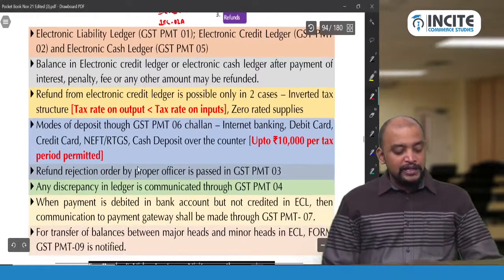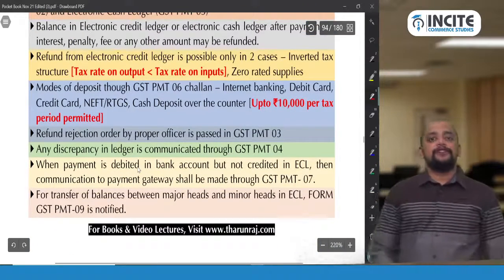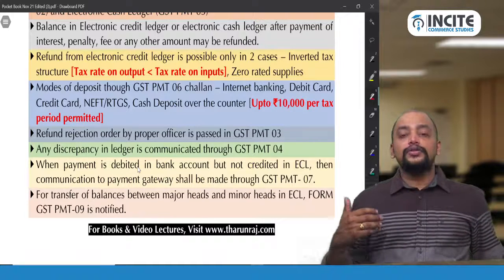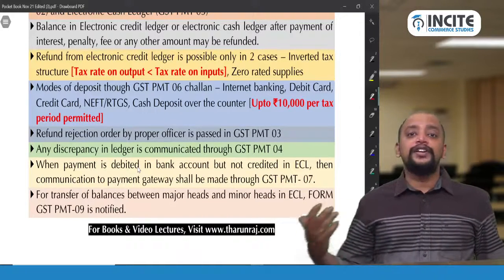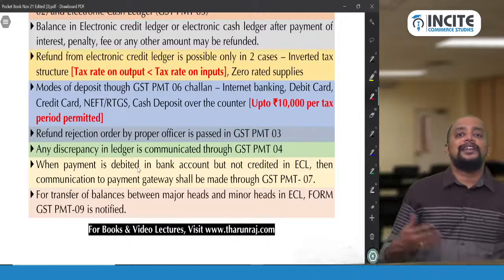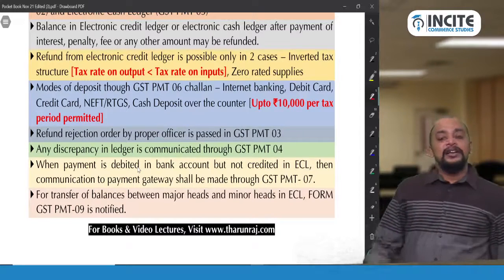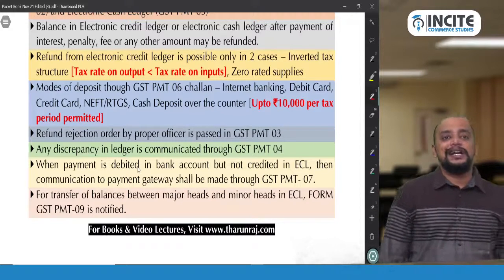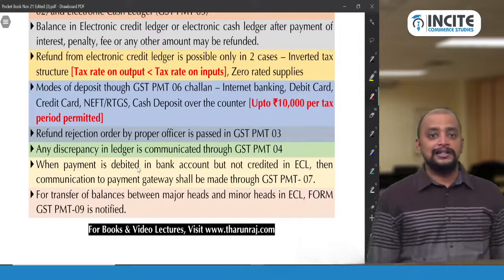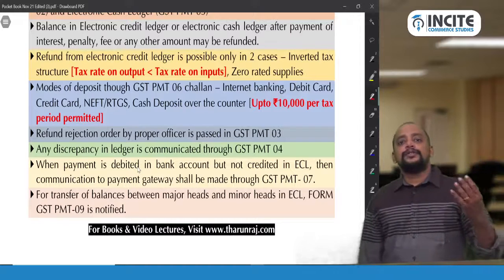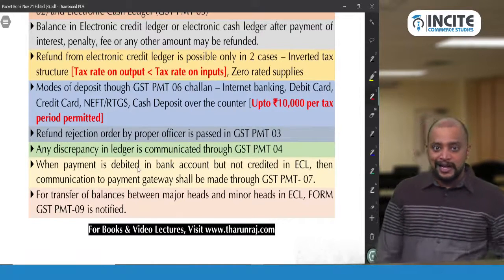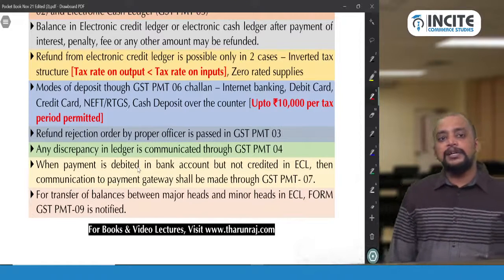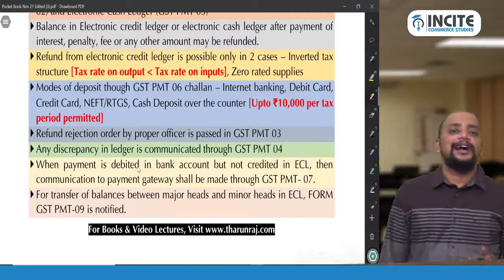Third point, what are the modes of deposit of cash into the electronic cash ledger? Through challan we need to make a deposit. What are the different modes? There are a total of 4 modes, but in practice only 3 modes are there. But whatever is there in the law, you need to remember: internet banking, debit card, credit card, NEFT, RTGS, and over the counter. Debit card, credit card is not there in reality, but that is also one of the options given in the rules. So net banking, debit card or credit card, NEFT, RTGS.